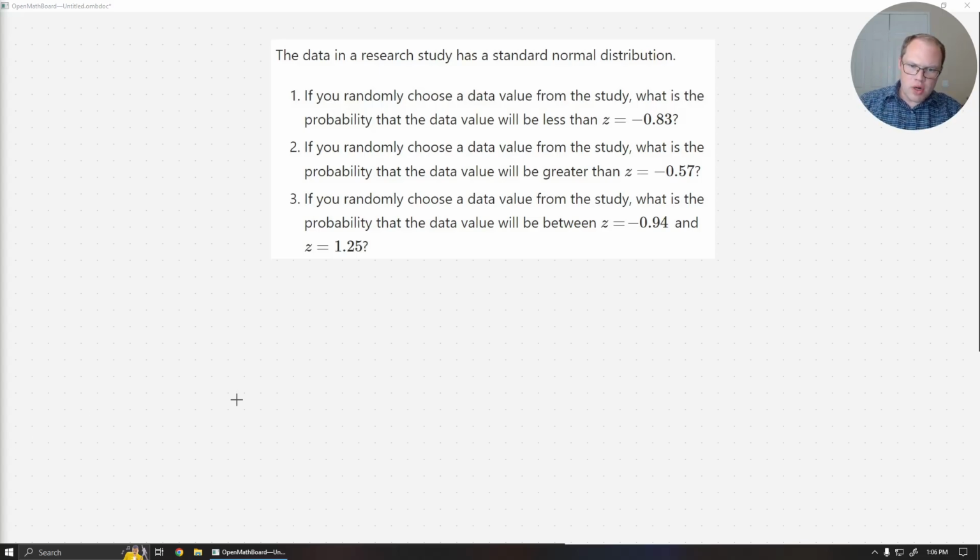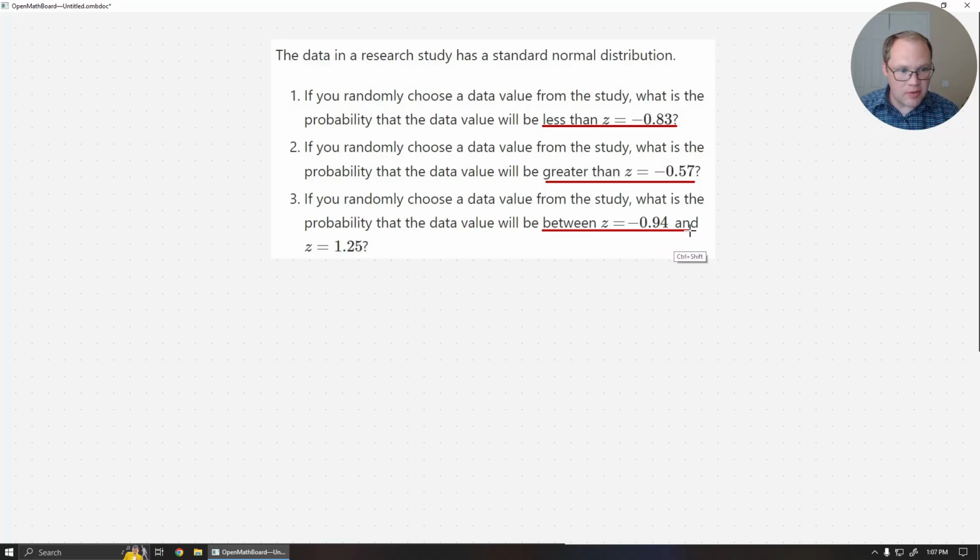Let's take a look at one more example to really get a feel for how to calculate these probabilities. The data in a research study has a standard normal distribution. If you randomly choose a data value from the study, what is the probability that the data value will be less than z equals negative 0.83, or greater than z equals negative 0.57, or between z equals negative 0.94 and z equals 1.25?